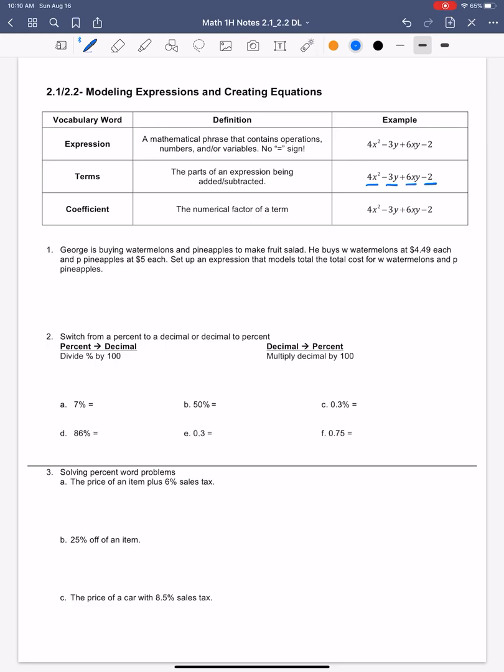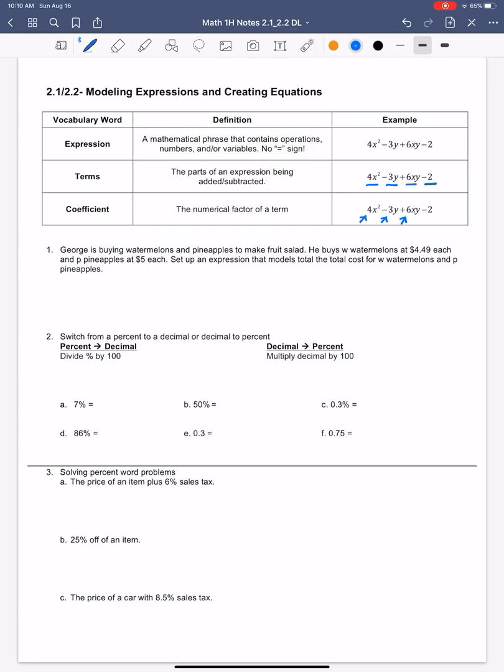And then the next vocab word is coefficient, and that's the numerical factor of a term. So that's just the number in front of the variable. So in this case, we've got 4, -3, and 6. Those are the numbers in front of the variables. Those would be the coefficients.